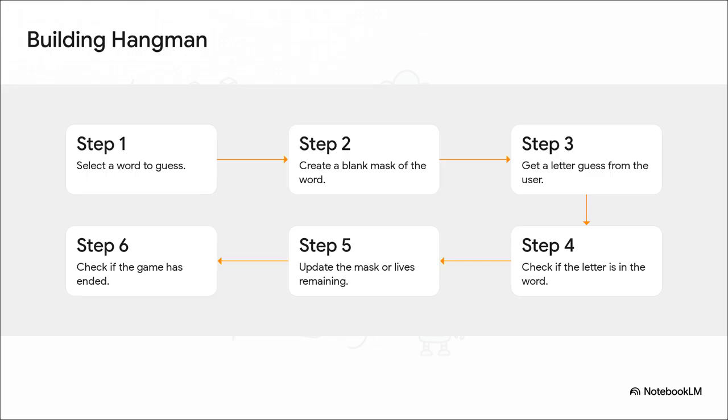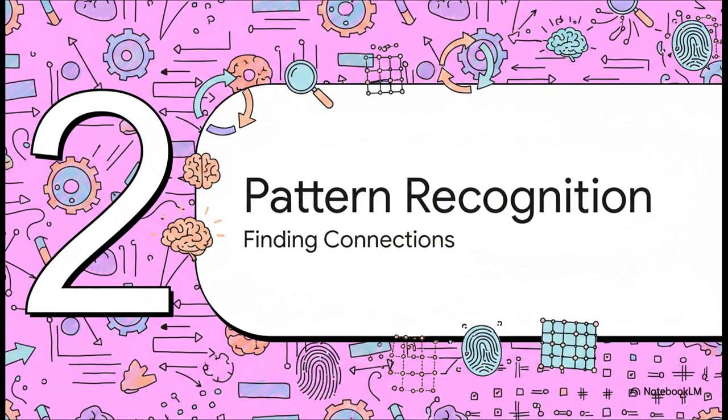And that leads us perfectly to our second pillar, pattern recognition. Now that your big problem is broken into smaller pieces, you can start looking for similarities or trends. Spotting these repeating patterns is the absolute key to writing efficient code because it lets you create reusable functions instead of just writing the same logic over and over and over again.